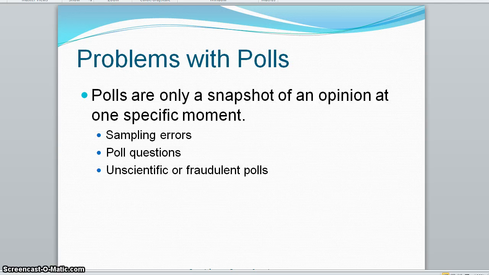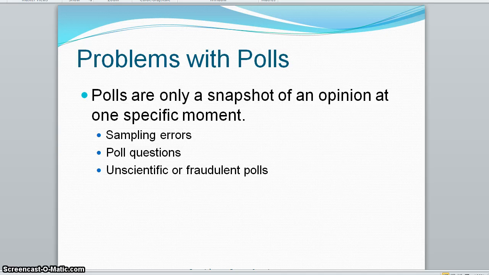Some problems with polls. One of the problems is they're only a snapshot of an opinion at one specific moment. If they involve a large number of undecided voters, they may not be able to indicate who is truly leading. There are also sampling errors. The difference between the sample result and the true result is called sampling error. It generally occurs when samples are too small or are biased.